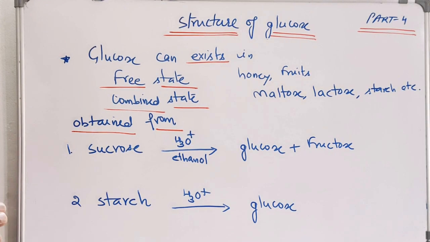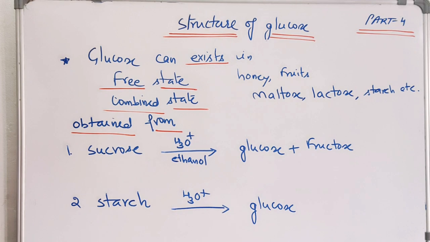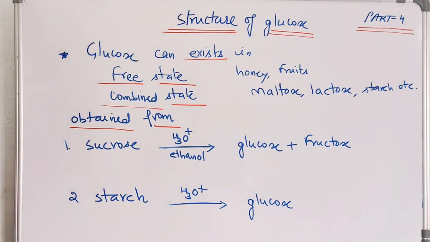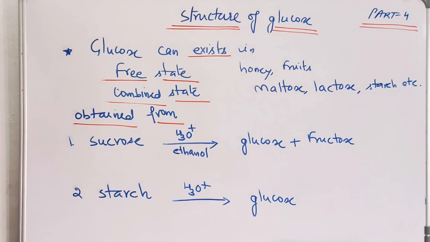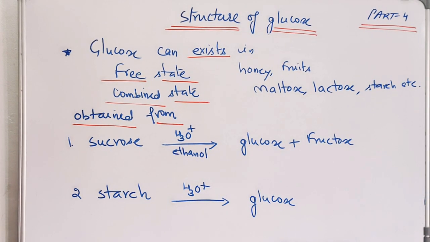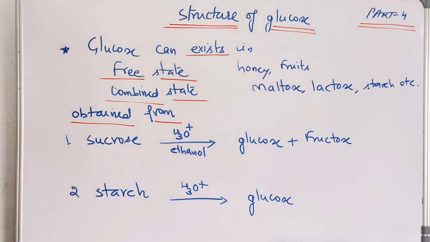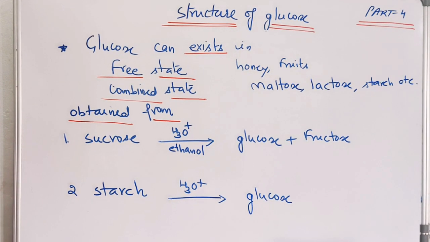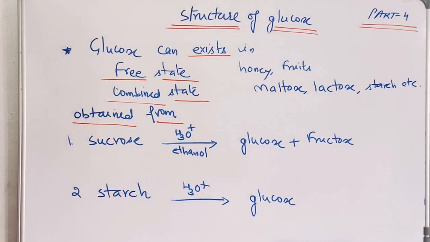Glucose is a solid compound. Glucose is a sweet compound. Glucose is a water soluble compound with a melting point of approximately 146 degrees. Glucose is also an optically active compound showing the dextrorotatory property, and hence it is called dextrose.